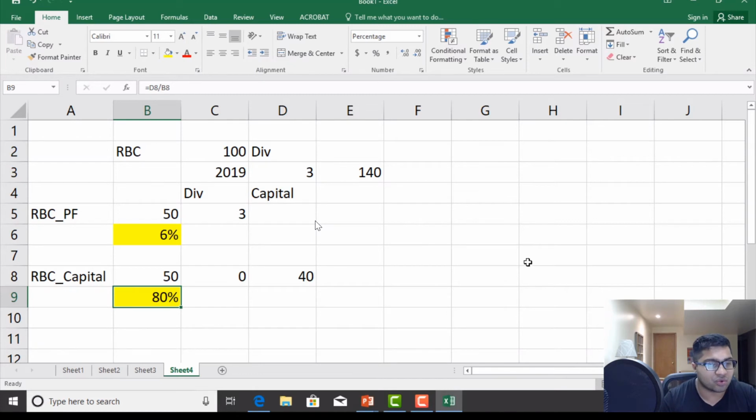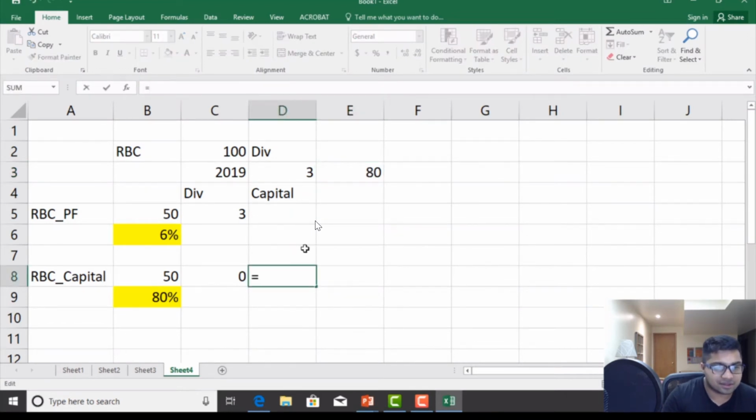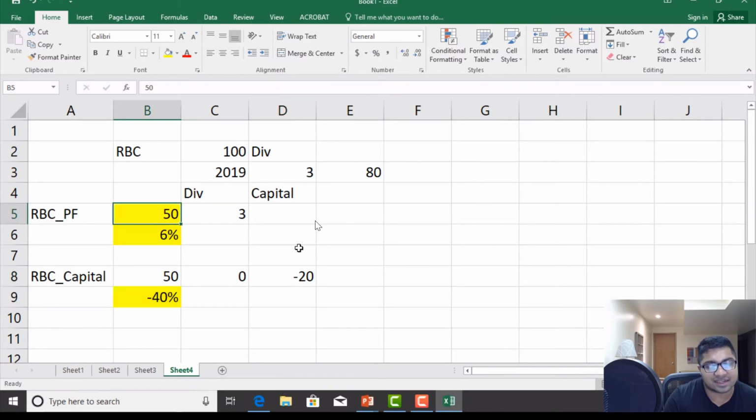So this was when stock went up. What happens when stock goes down? So let's say instead of 140, it went to $80. So what happens when this stock goes to 80? In this case, there is a capital loss. So from 100, it went to 80. So $20 is the capital loss. Now this capital loss is not shared with preferred holder. So value of preferred stock still stays at 50. But this capital loss is transferred to the capital holder. So RBC capital stock will get this $20 loss.